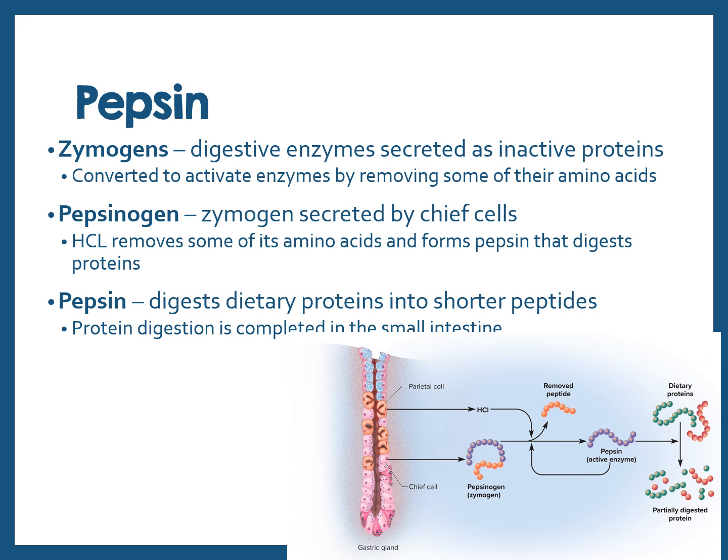And so that's why in this picture you can see that some of the amino acids or peptides have been removed, but not all of them. And so pepsin will take proteins and it will cut them up into smaller peptides. And then the rest of protein digestion is going to be finished in the small intestines.